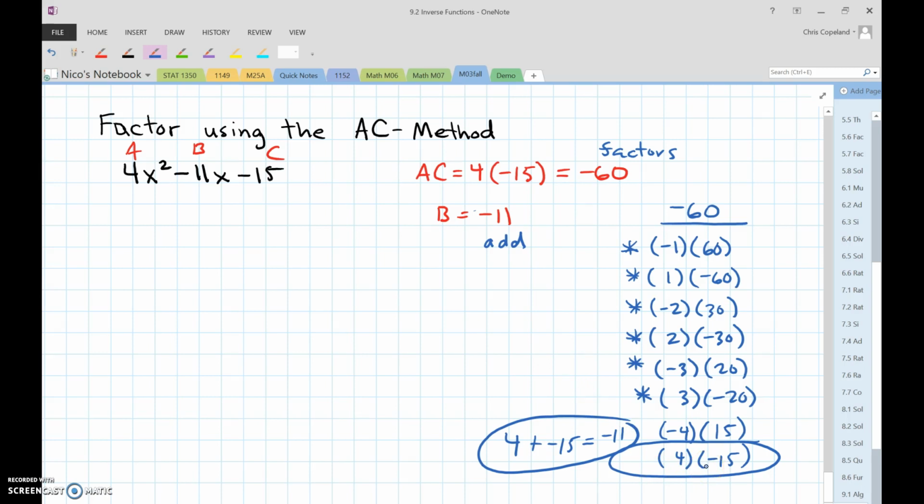Now what we're going to do with those numbers, 4 and 15, we're going to take this negative 11 and use those factors. So I'm going to say that this is 4x minus 15x, which again, if you added those up, would be the same thing as negative 11x. Then we're also going to bring down this first term and this last term. Okay, so we've basically rewritten our original problem, so it now looks like this.